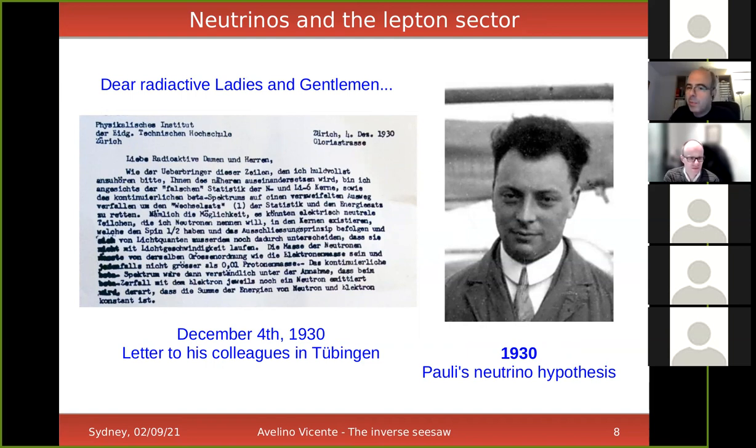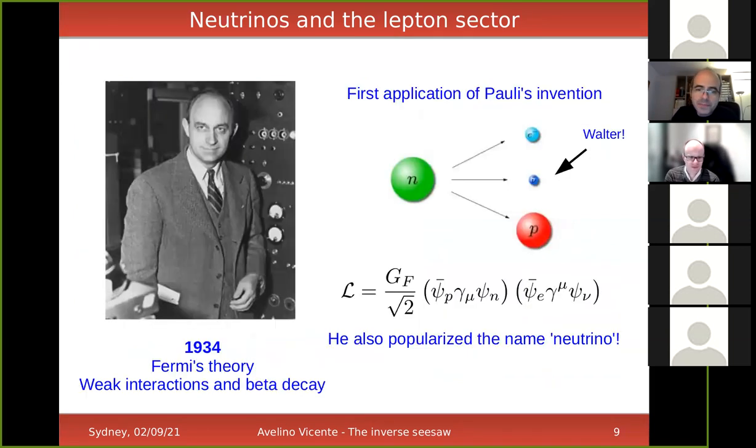And nowadays we propose tens of new particles in a single paper, and we are happy with that. So things have changed a lot since then. So that was the idea of the neutrino. And then very soon afterwards, Fermi took the idea and applied it to construct the first theory of beta decay, the famous Fermi theory. And in this effective theory, the neutrino appears.